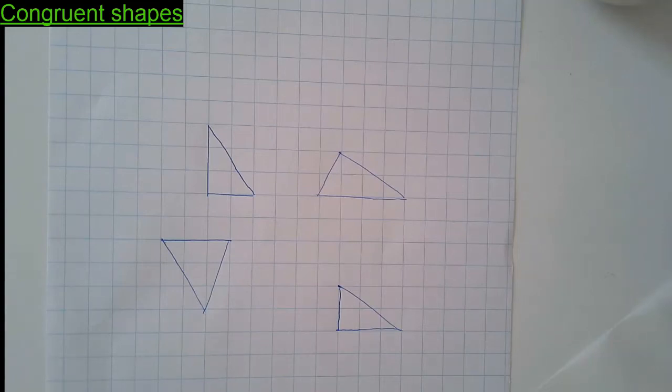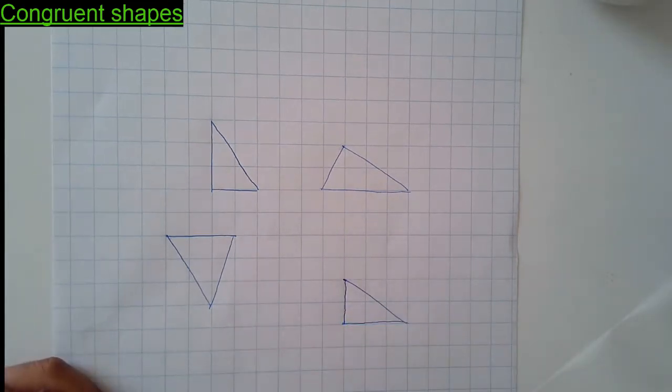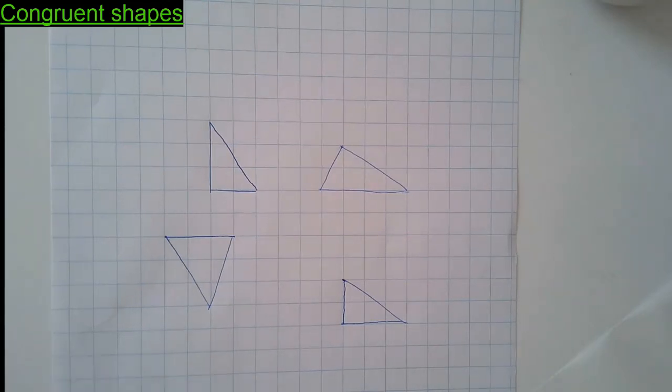Right, what are congruent shapes? Congruent shapes are shapes that are identical in size and shape, even if they're turned upside down, rotated, whatever. So as an example, here I've got four shapes, and there is a pair of shapes that are identical, exactly the same size. What I will do is just try this out. Let's test it out with this one.